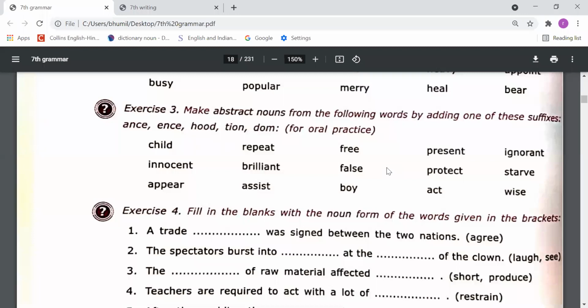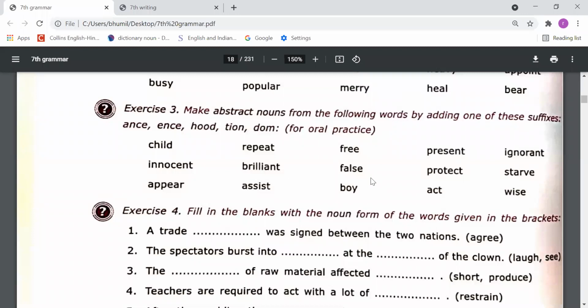Let's do the first one. Child, we can say childhood. Repeat, repetition. Next, free, freedom. Present, presence. Ignorant, ignorance. And innocent, innocence. Brilliant, brilliance, right? So dear students, in this way you should try to do.